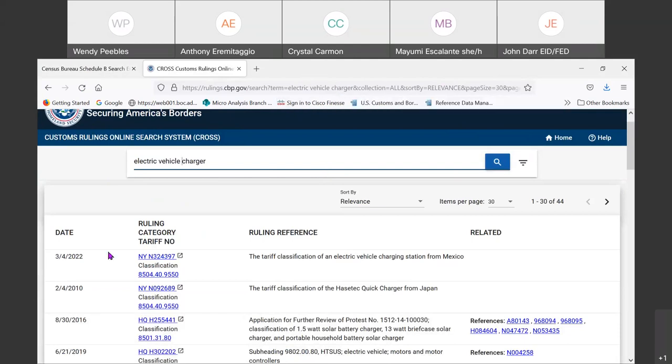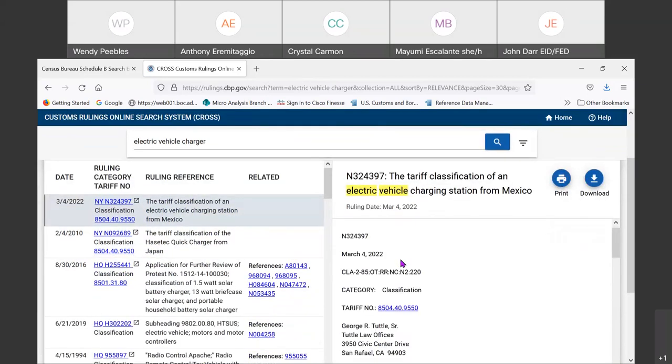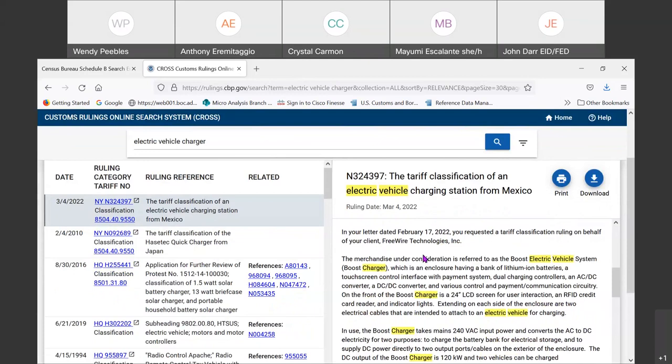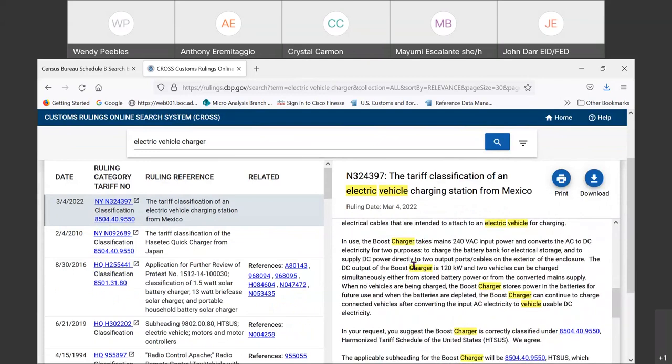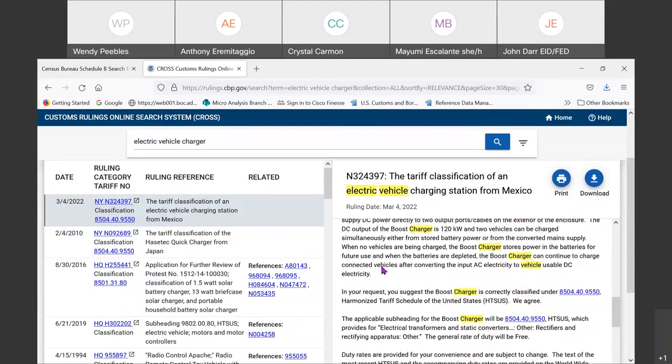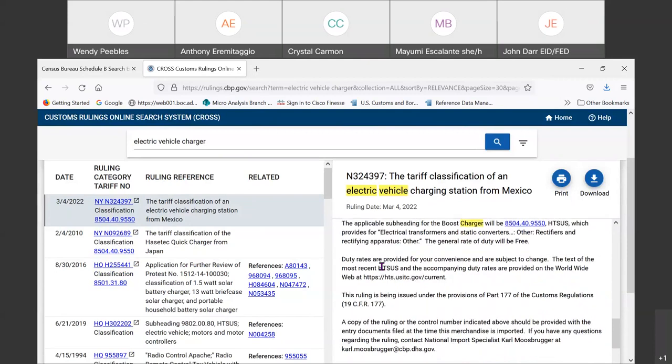Okay, so when we're looking through these rulings, we can see that in March of this year, Customs made a ruling about a tariff classification for electrical vehicle charging stations from Mexico. That sounds like what we are classifying. So let's take a glance at the ruling and the charger stations. This kind of looks like what we're looking for.